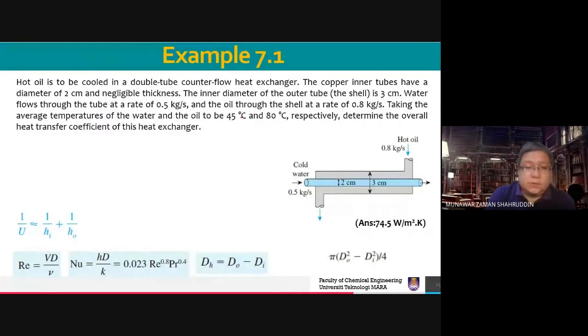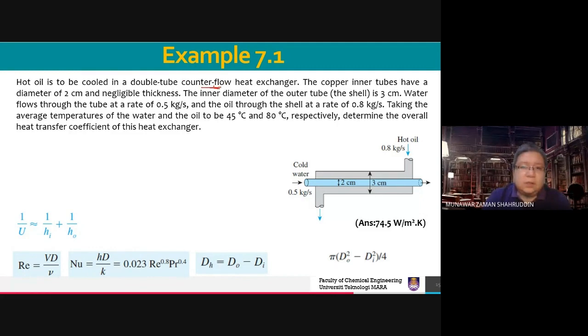Alright, we move on to the first example. The question is not really short, but the solution is quite lengthy. Although the question seems quite short, there is actually not much information. You have to be very careful with this type of question. Hot oil is to be cooled in a double tube, or double pipe, counter flow heat exchanger, counter flow.